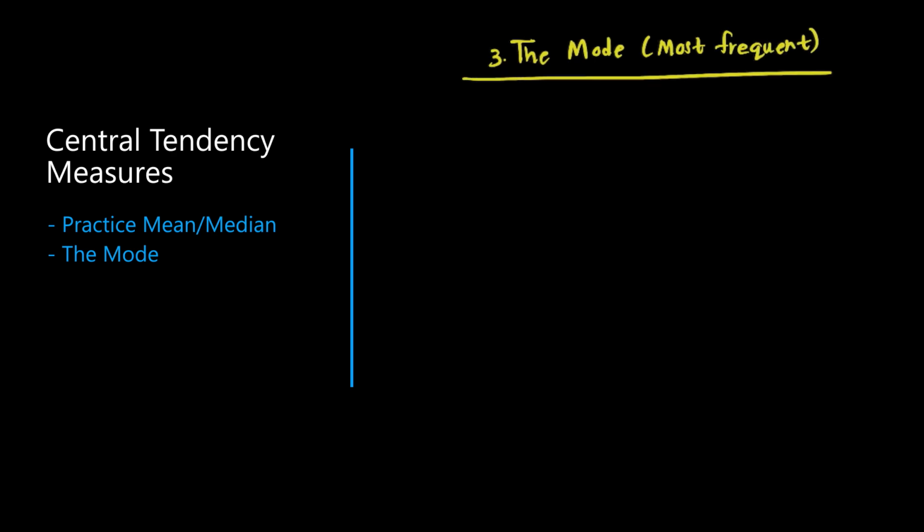Our third measure of central tendency is the mode. The mode is the simplest of all. It is the value that appears most frequently in the dataset. That's it. In our original salary example, no number repeated, so there was no mode.